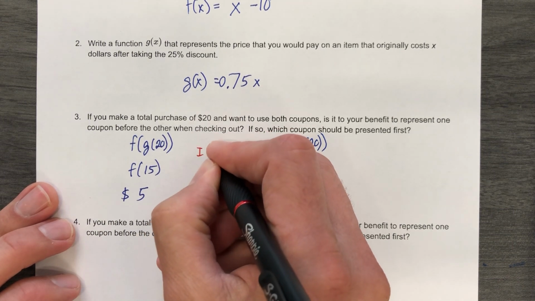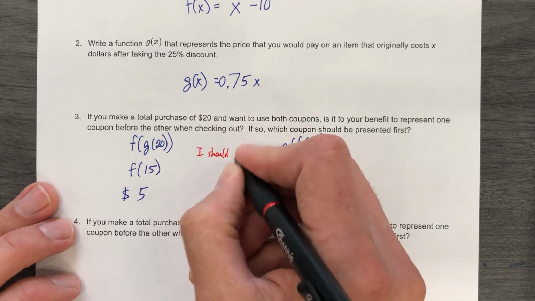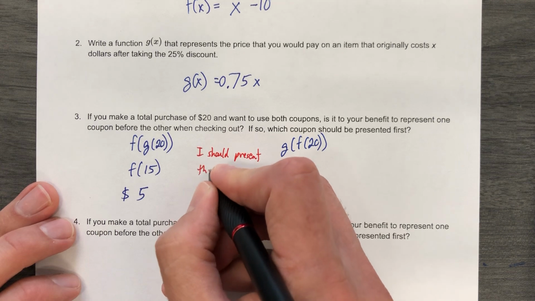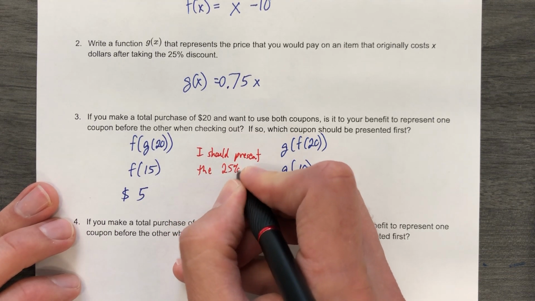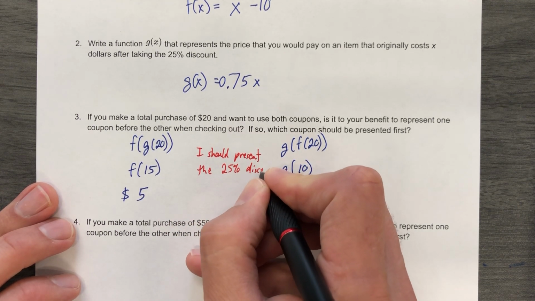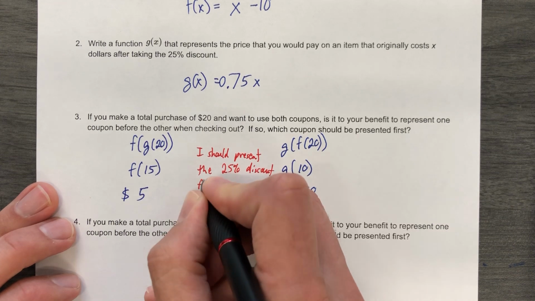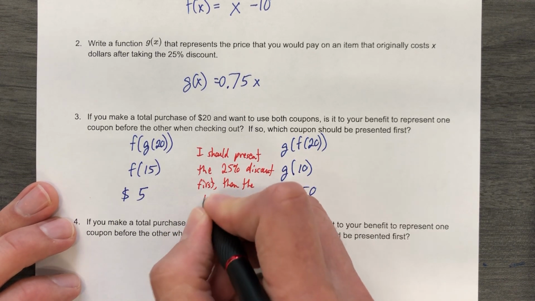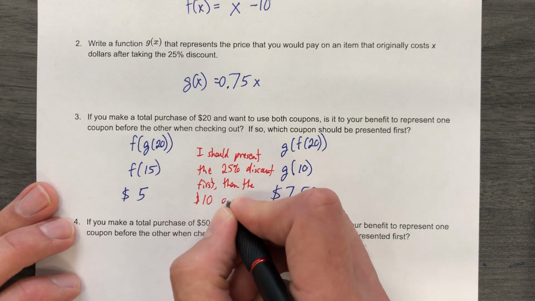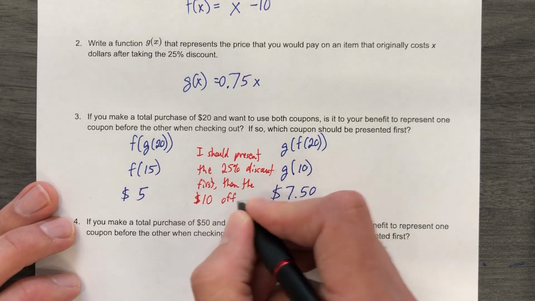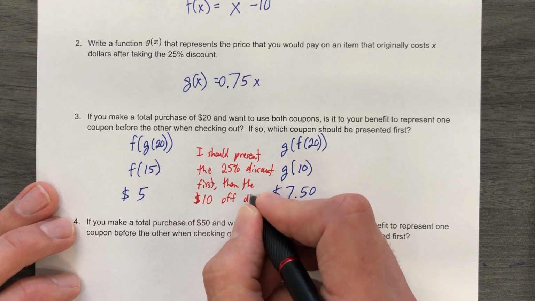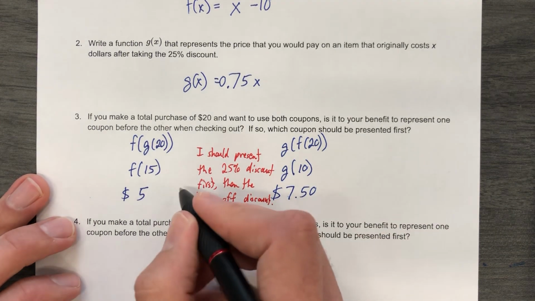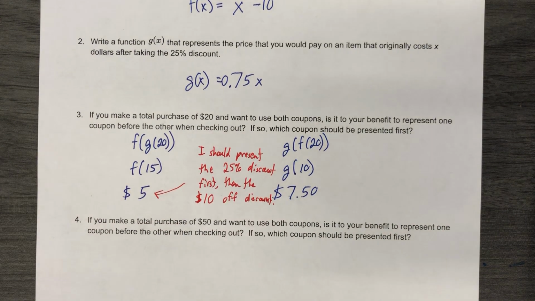I should present the 25% discount first, then the $10 off discount, coupon, whatever you want to call it. That is going to give me a lower final price.